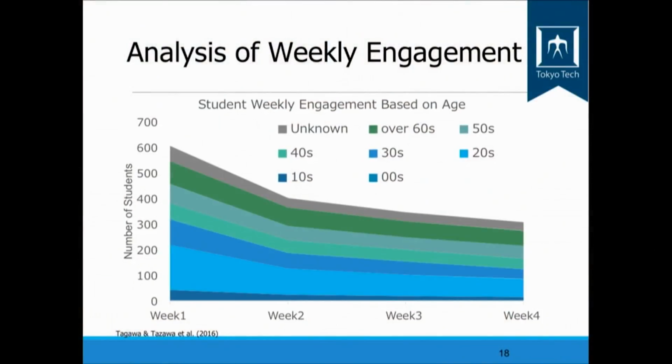Now, this is a bit much, not clear. Let's zoom into the 4th week of the MOOC. If you look with me here, you can see that the highest dropout rate was in the age of 20s and 30s, which is actually very funny if you consider it. We thought that maybe if we had more students in their 50s or 60s, then the dropout rate might decrease.